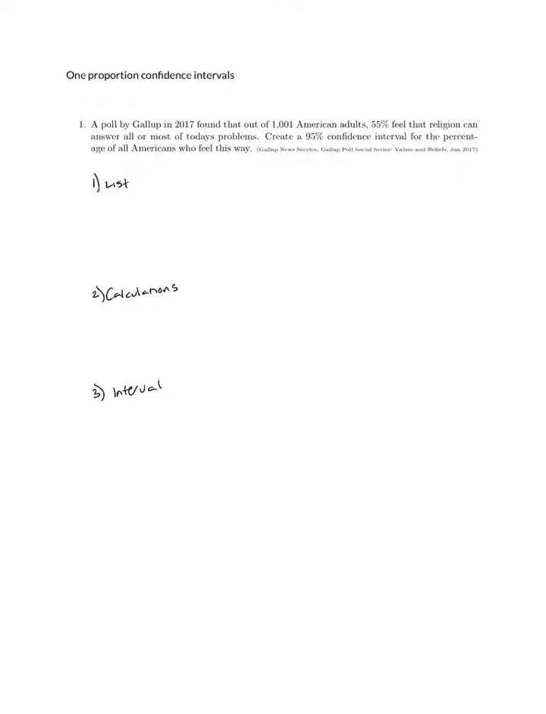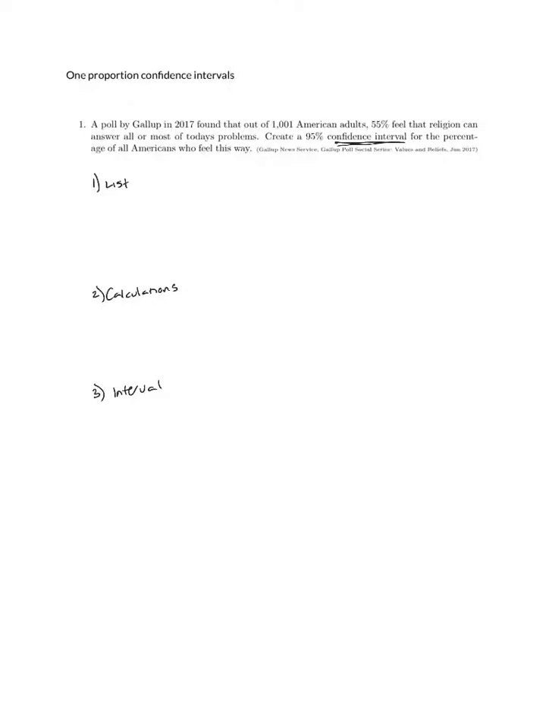Now, we know we're doing a confidence interval because, first of all, the problem says we're doing a confidence interval, but also because of what we want to do. We want to figure out, how do all Americans feel? We're not trying to prove something. We're not trying to test a hypothesis. We just want to see, where do people lie? That tells us we have to do a confidence interval.